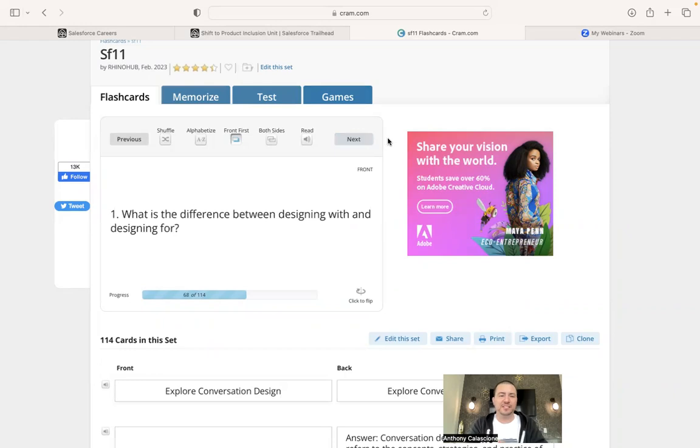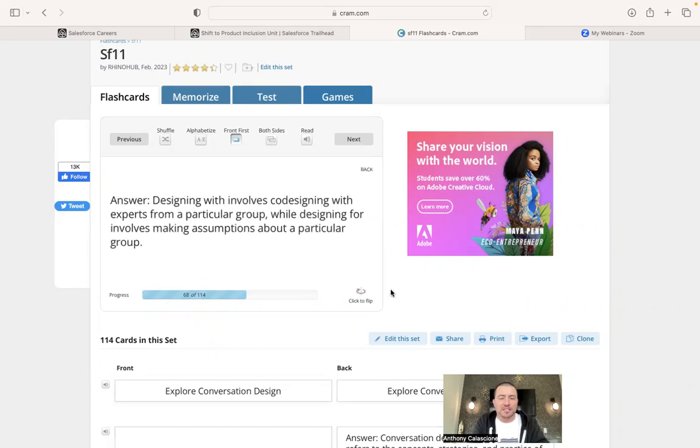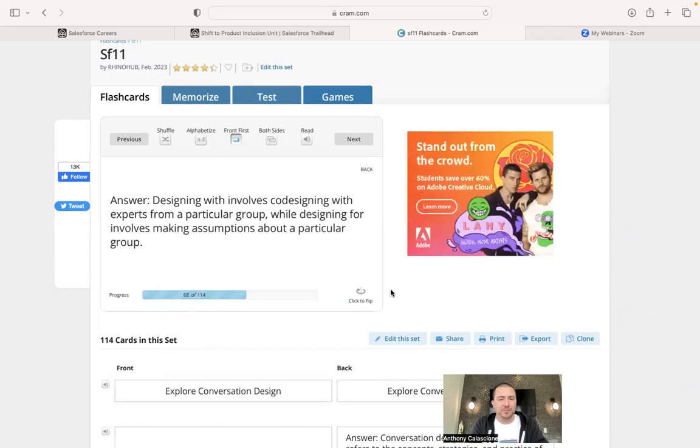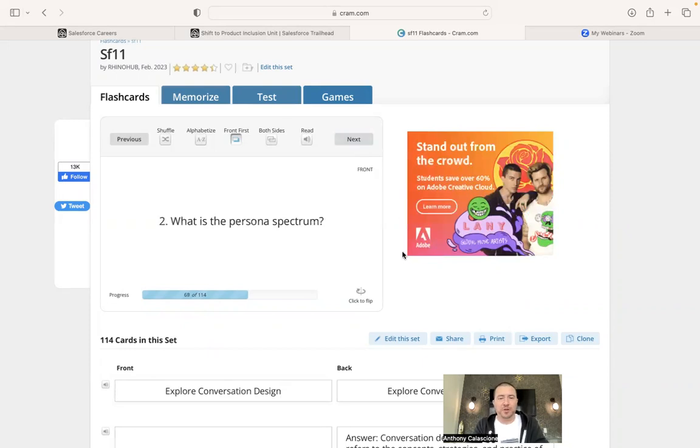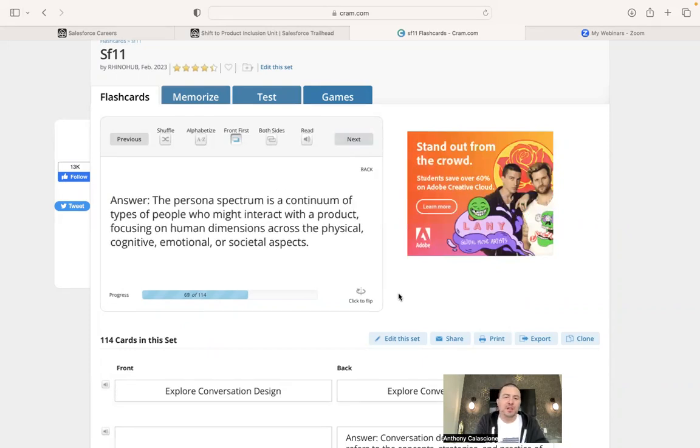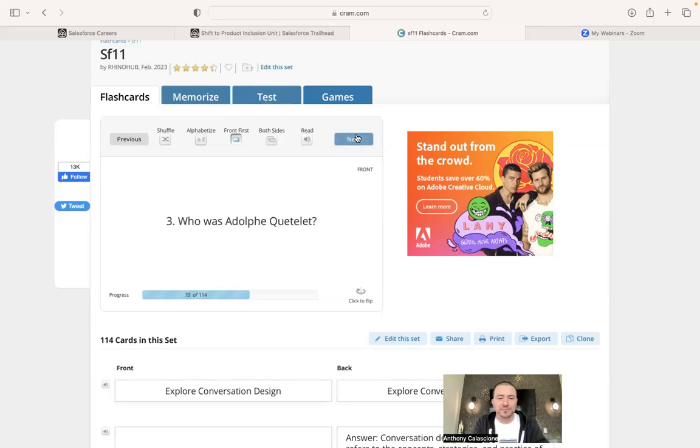All right, let's continue. What is the difference between designing with and designing for? Designing with involves co-designing with experts from a particular group, while designing for involves making assumptions about a particular group. What is the persona spectrum? The persona spectrum is a continuum of types of people who might interact with a product, focusing on human dimensions across the physical, cognitive, emotional, and societal aspects.